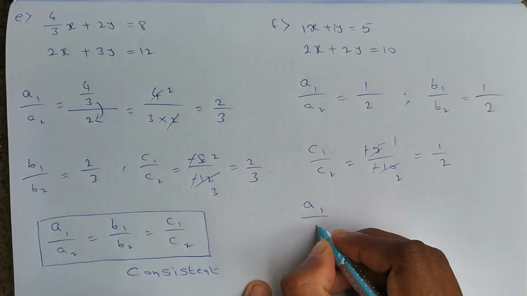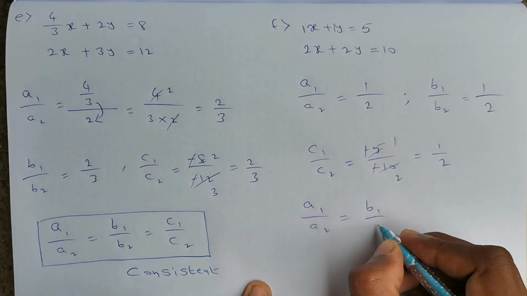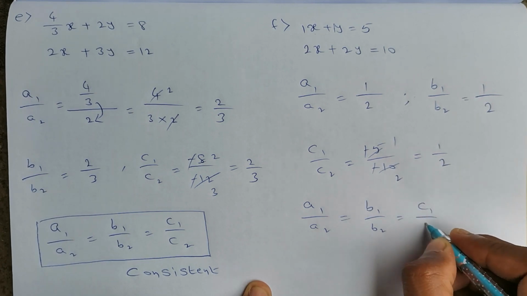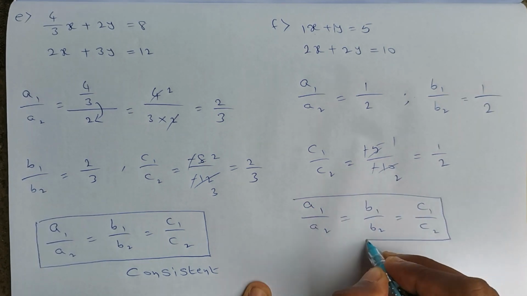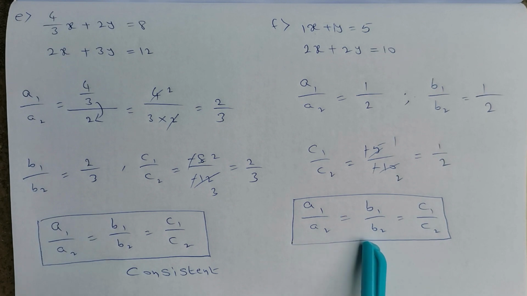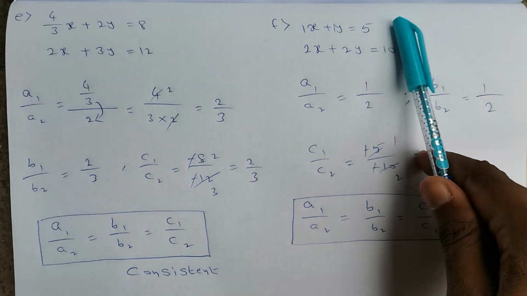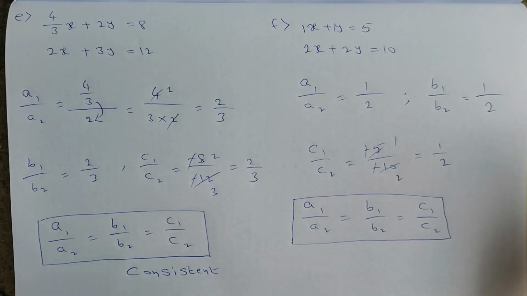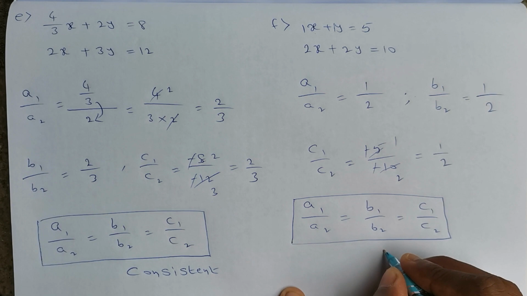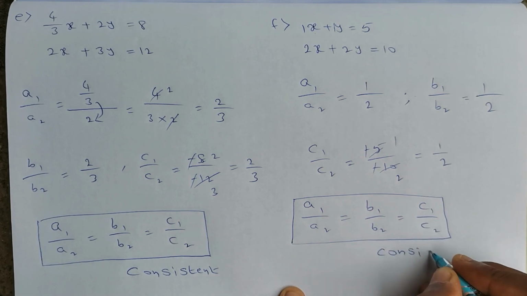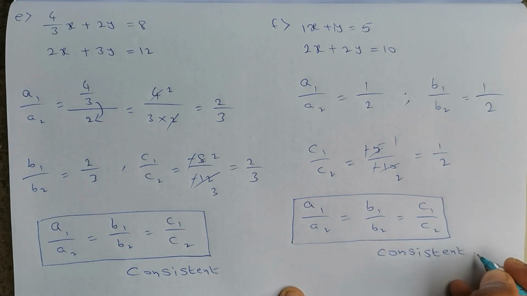So a1 by a2 equals b1 by b2 equals c1 by c2. If a1 by a2 is equal to b1 by b2 is equal to c1 by c2, it means these two lines are coincident lines. If two lines are coincident to each other, then it will have infinite solutions. So solution is there, so that's why these two are consistent pairs.